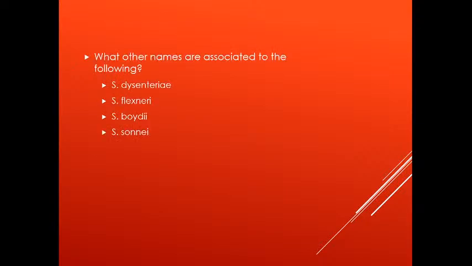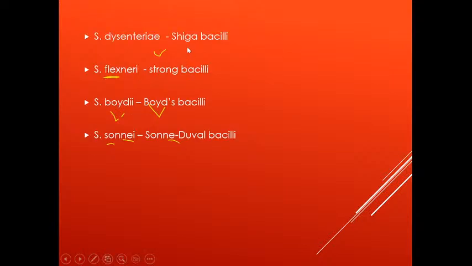Okay? Now, what other names are associated with the following? So please don't forget. Shiga bacilli is dysenteriae. Flexneri, when someone is flexing, means that they're strong. Alright? Boydii is Boyd's bacilli. And sonnei is Sonne's bacilli. Right? So I have a brief illustration for you. Dysenteriae is something that you need to remember. Our type species, the organism that you might be encountering in exams most of the time, would probably be the Shiga bacilli. Right, so flexneri is strong bacilli. When you're flexing your muscles, you're showing your strength. Okay, Boyd's bacilli is boydii. Okay, sonnei is Sonne's. So nomenclature-wise, the latter half is easy to remember.